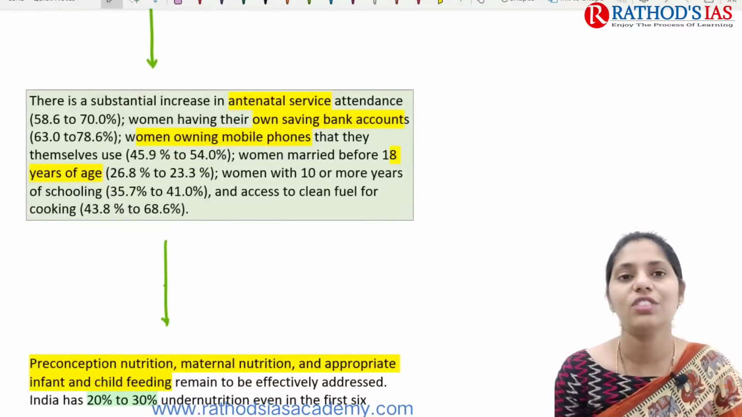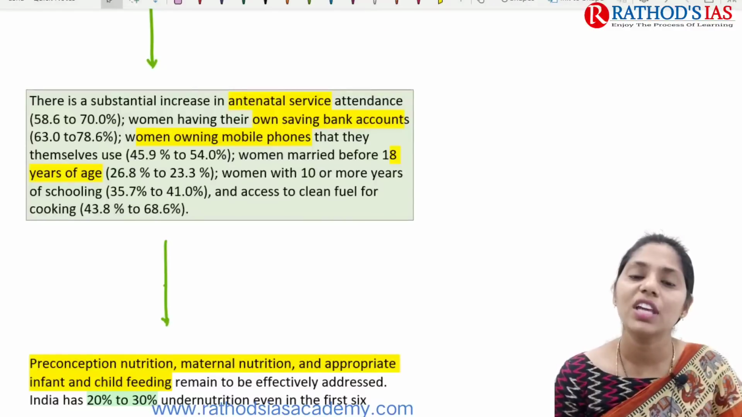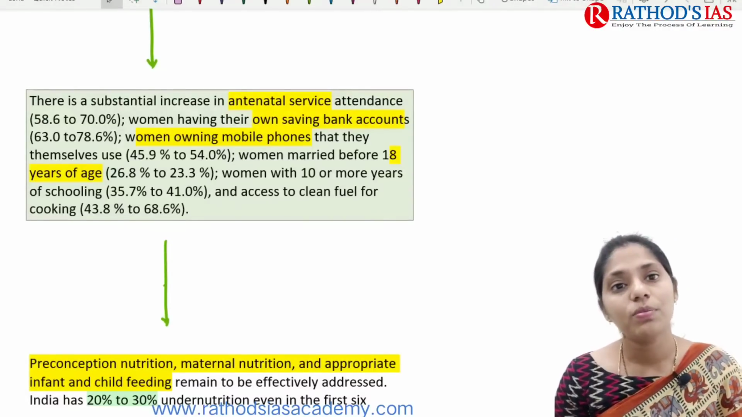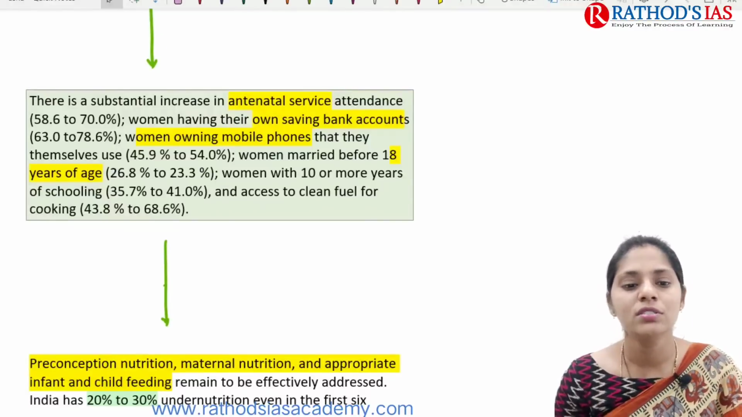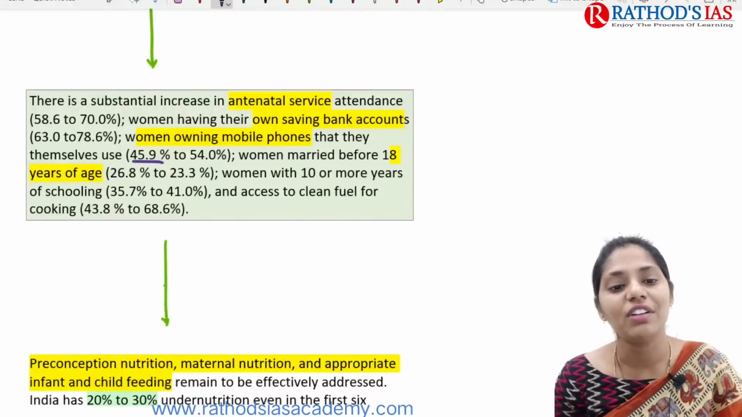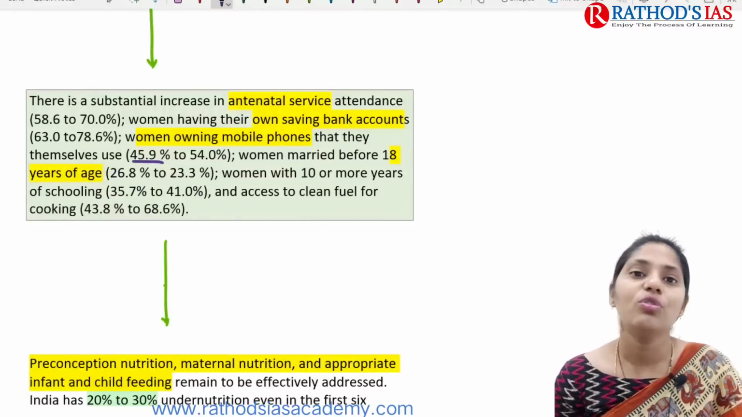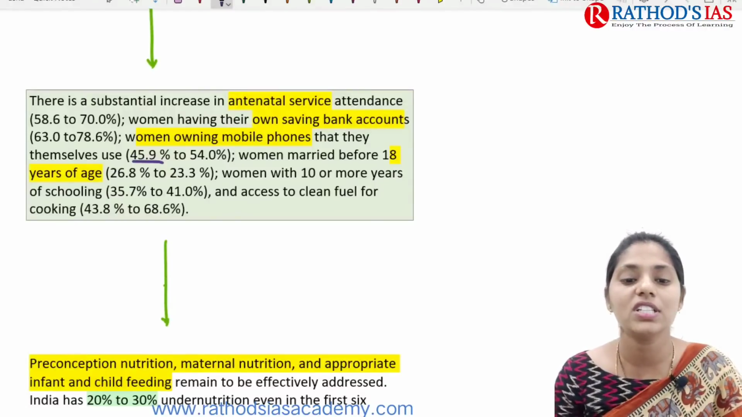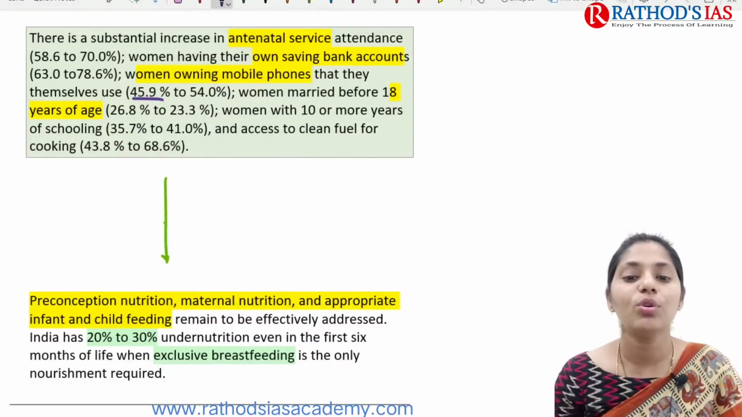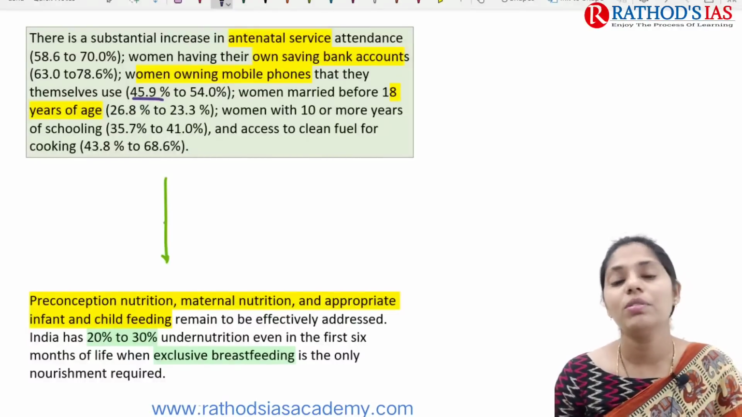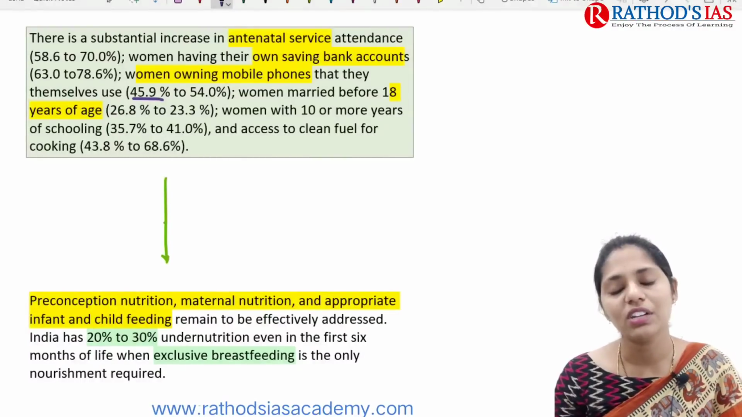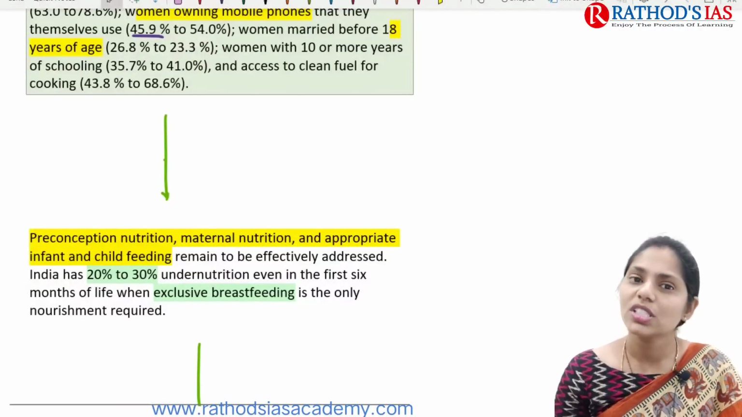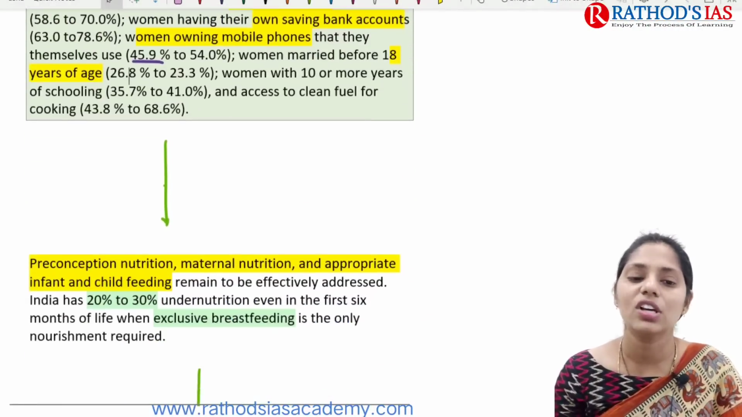So this is according to this National Family Health Survey. Women having their own savings bank accounts mainly increased from 63 to 78%, and women owning mobile phones increased from 45% to 54%. Women who married below the age of 18 years decreased from 26 to 23%, and women with 10 or more years of schooling increased from 35 to 41%. Access to clean fuel has also increased. So this is the data according to National Family Health Survey 5.